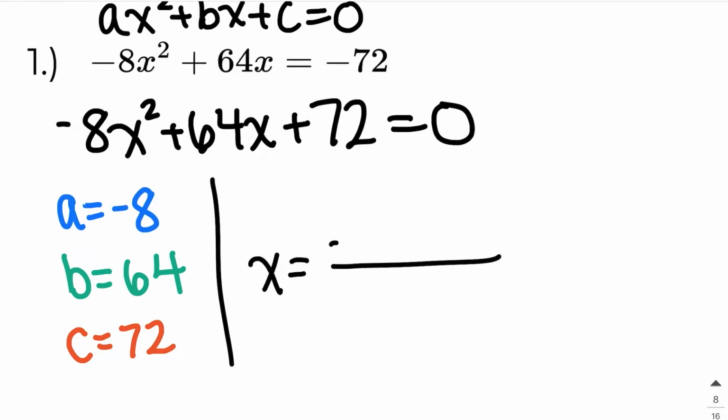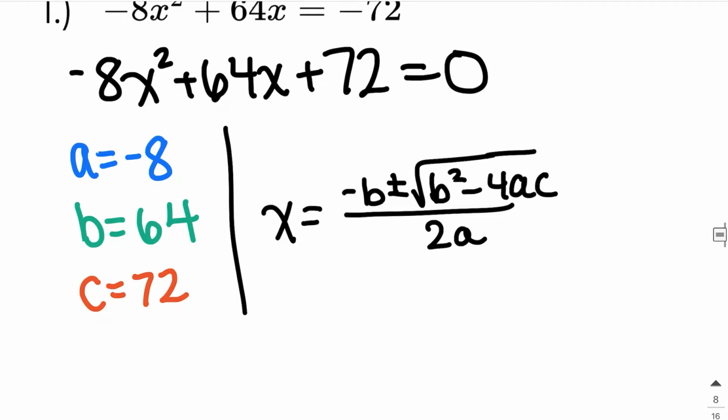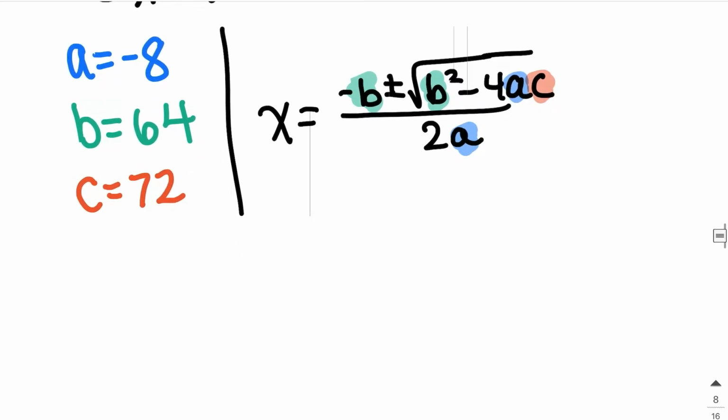Okay, and so all we have to do here is just use the quadratic formula. So x equals negative b plus or minus the square root of b squared minus 4ac all over 2a. And now every time I see an a, I'm going to replace it with negative 8. And every time I see a b, I'm going to replace it with 64. And every time I see a c, I'm going to replace it with 72. So let's go ahead and see what that's going to look like.